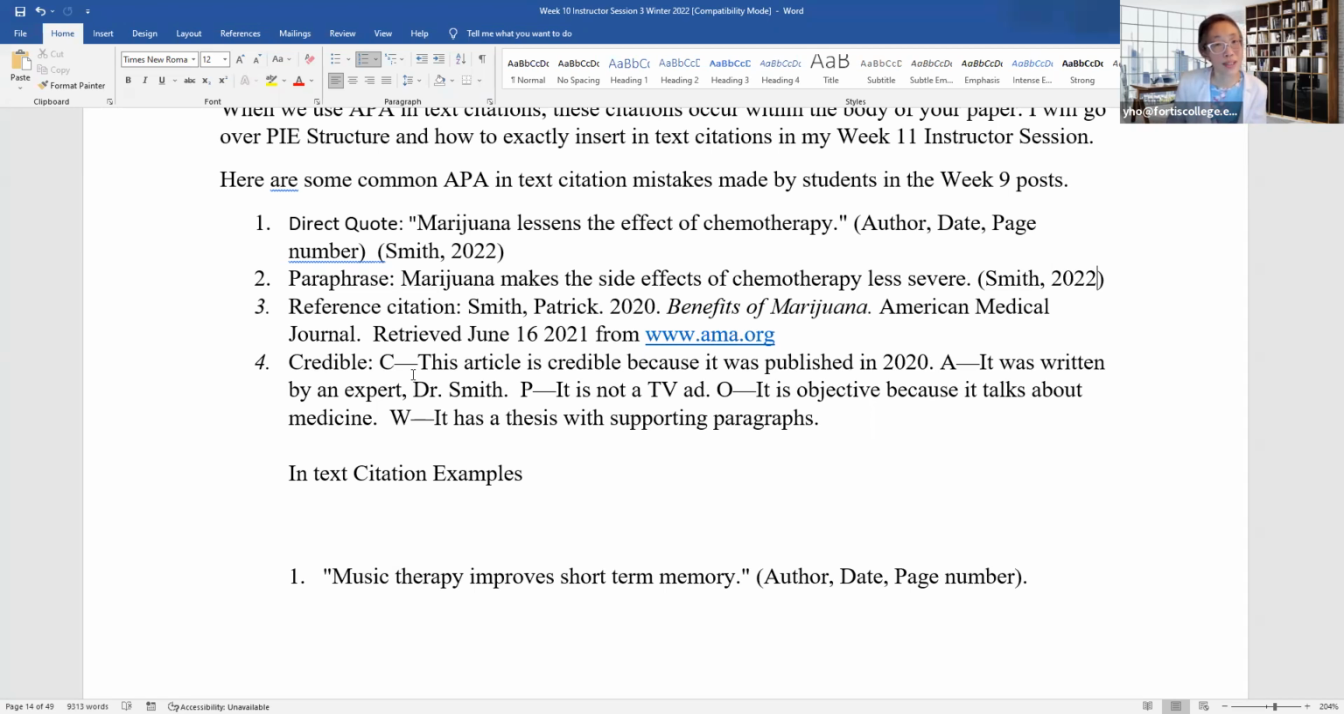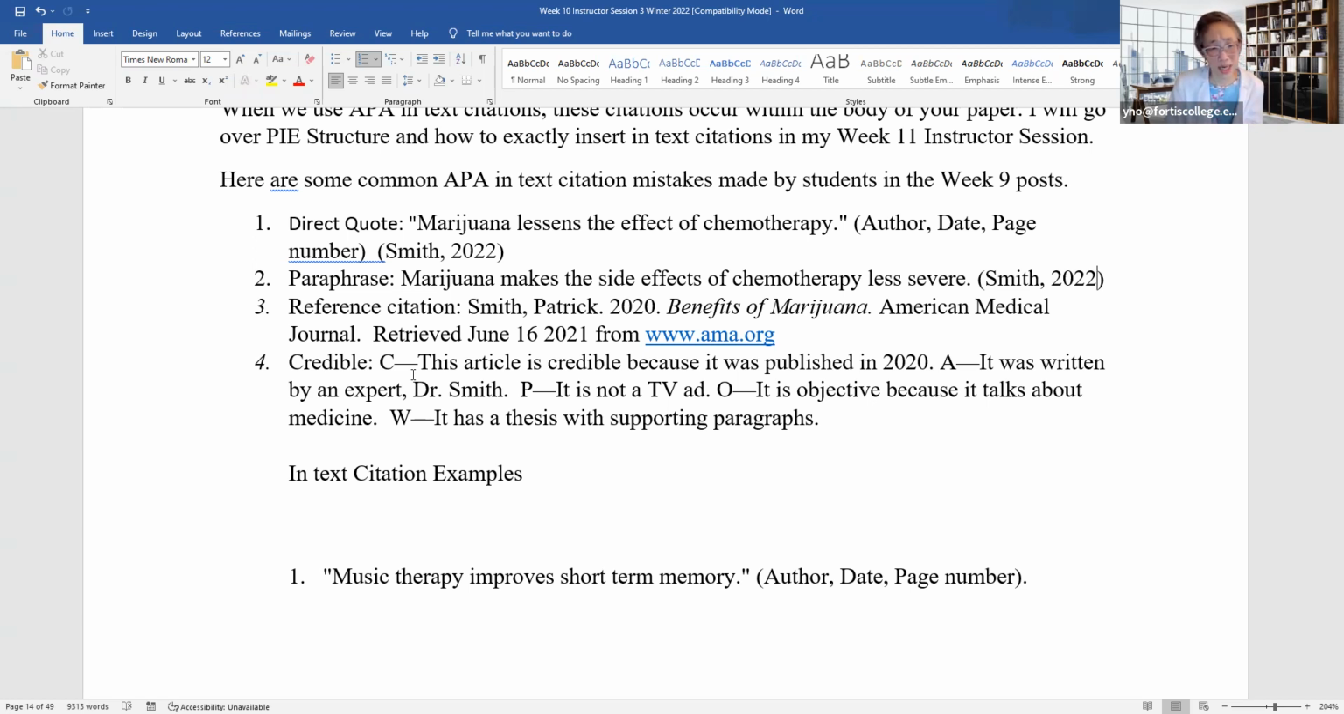It is factual because it comes from cdc.gov, and it's one of those .gov, .edu, and .org websites that are credible. Not all .coms are credible. That's why if something is suspicious, and you're not sure if it's credible, then you have to use CAPOW. And if it passes the CAPOW test, then it's credible.